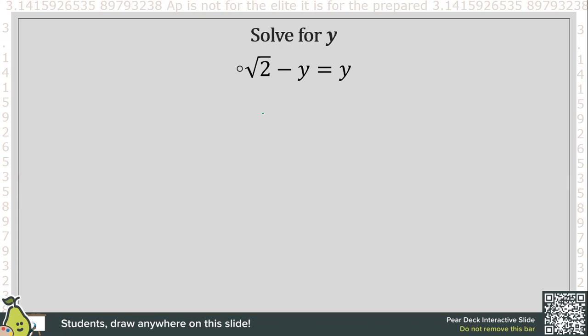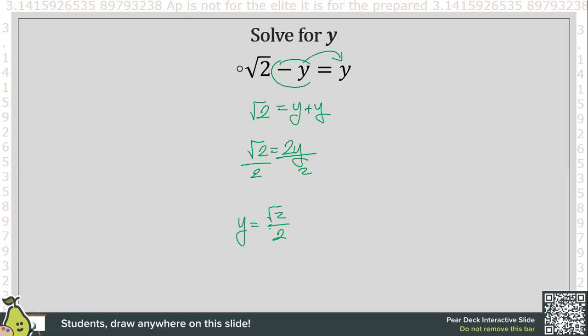So pause the video, try to figure this out. Hopefully you start off by moving this y to the other side. So square root of 2 is equal to y plus y. So square root of 2 is equal to 2y. From here, we can divide by 2, divide by 2. So my y is equal to the square root of 2 over 2. Now, see how that was not that bad? This is probably an algebra 1 question, a two-step equation.